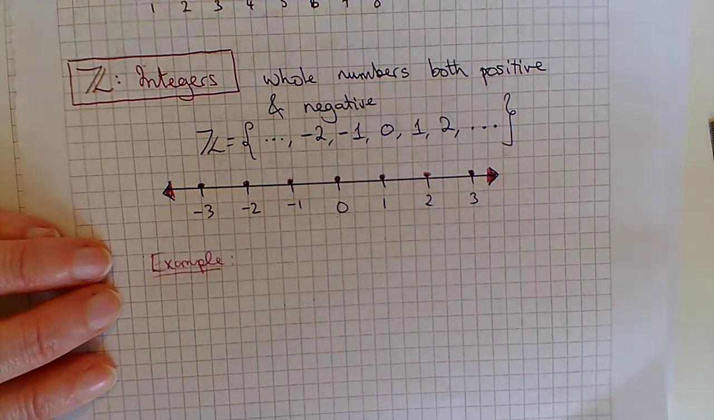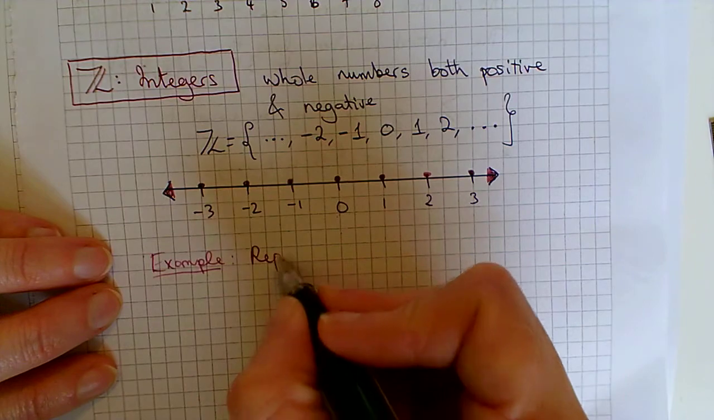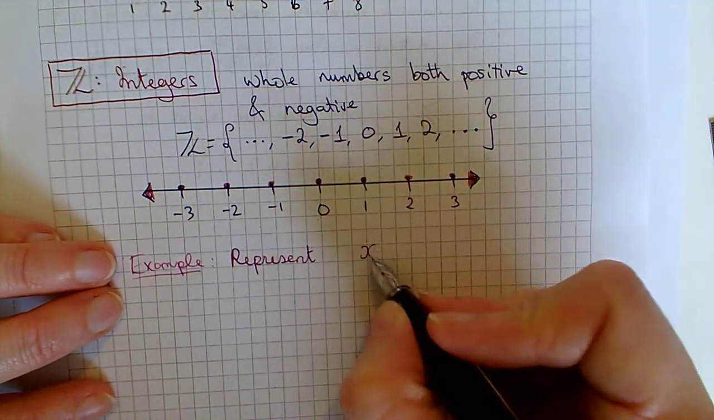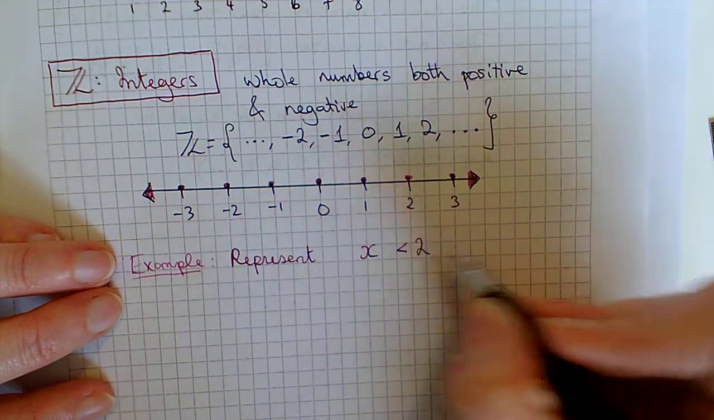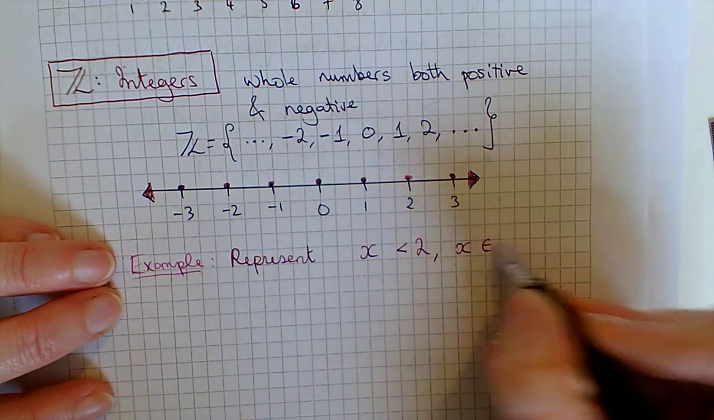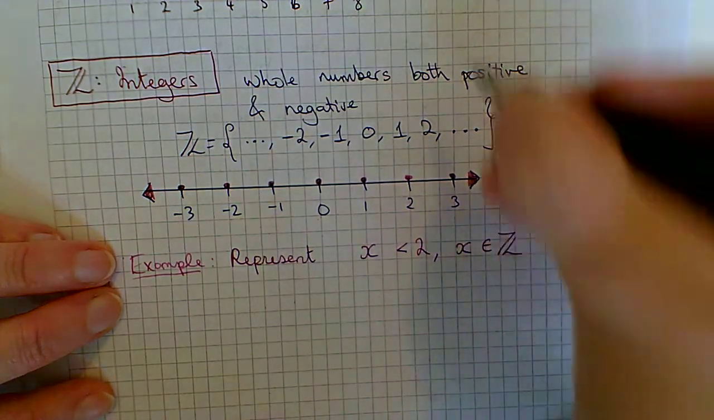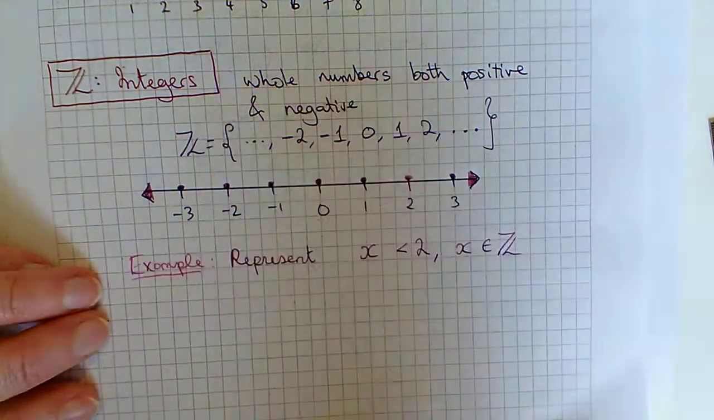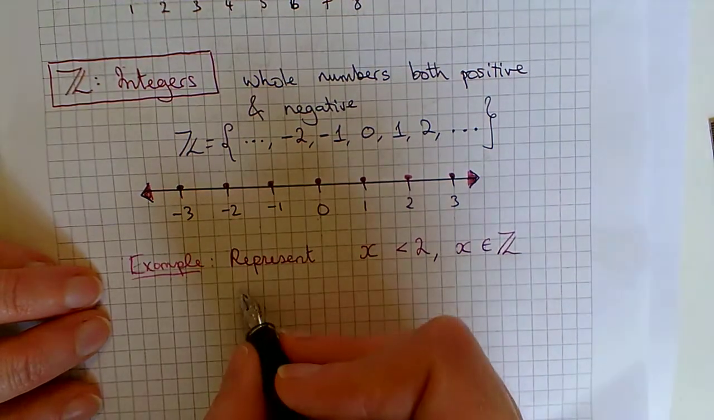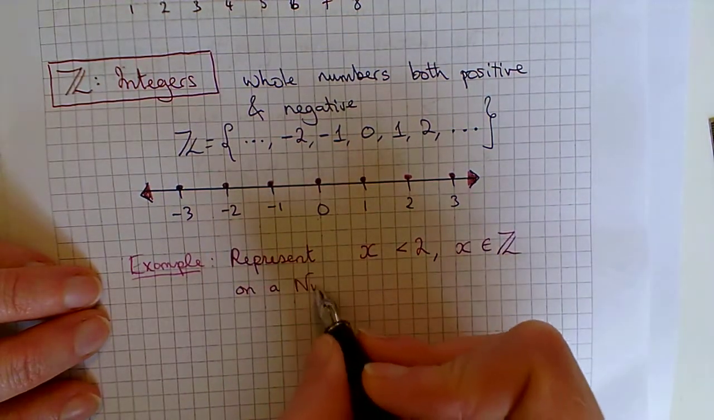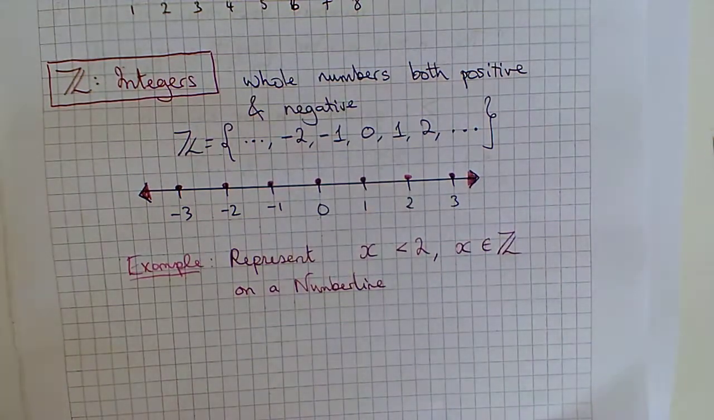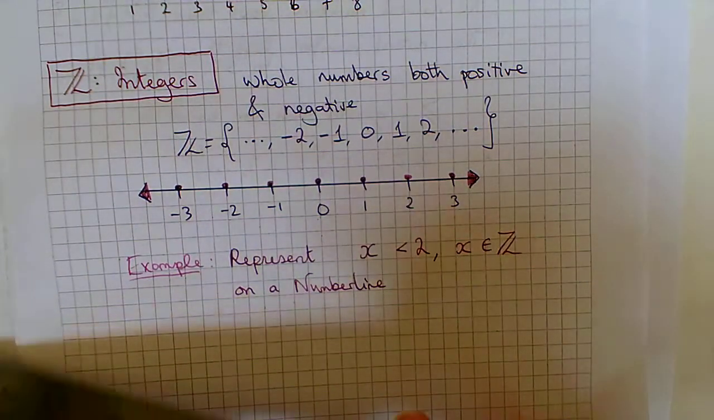We can be asked to represent the inequality x less than 2, and x is this time, so you can see the type of number is shown with the information. x is an element of Z, x is an element of the integers, on a number line. So on the number line, this is what this looks like.